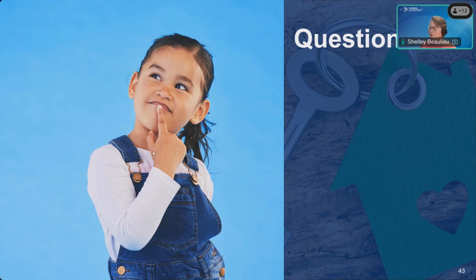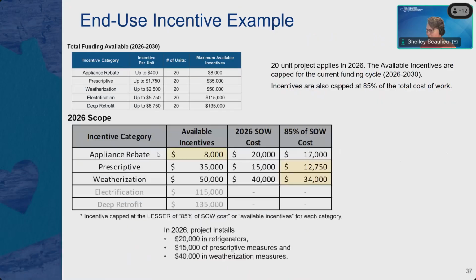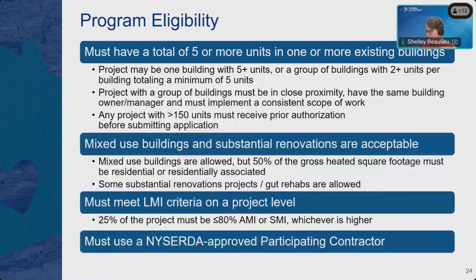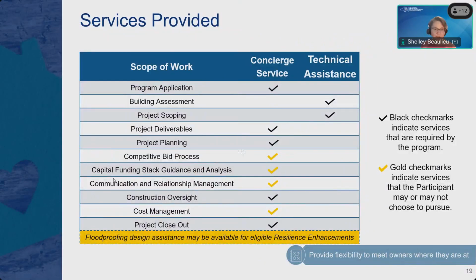Great, thank you, Pam. And then we have a question on slide 19. So I'm going to go back to slide 19. Thank you for including the slide number. That's helpful. So I guess this question's for Maria. If I don't require concierge services, does that mean I cannot get help with program application, et cetera, because it doesn't have a check?